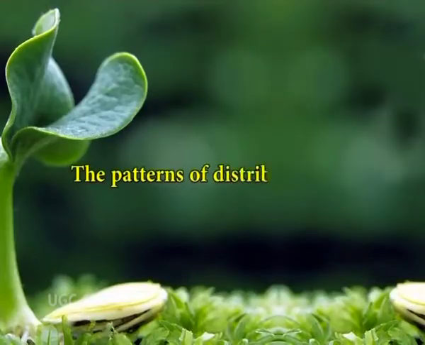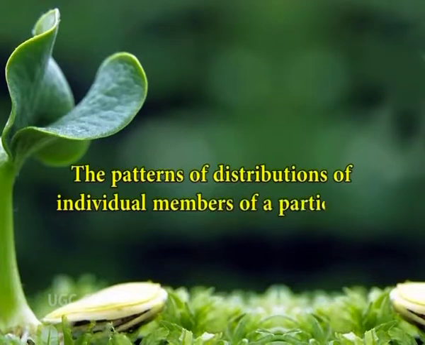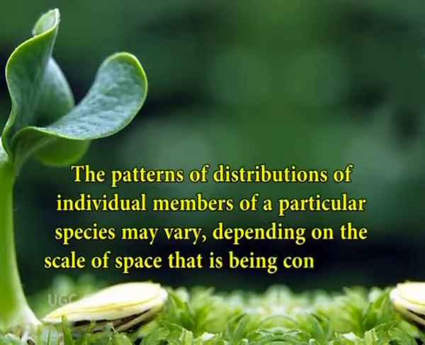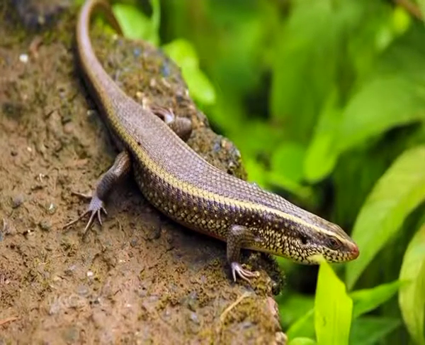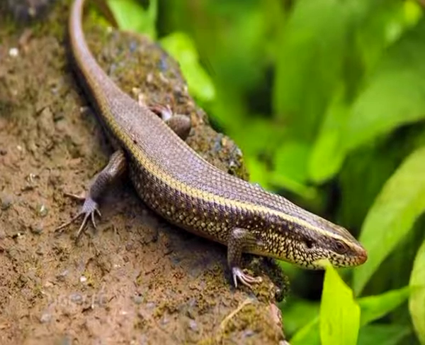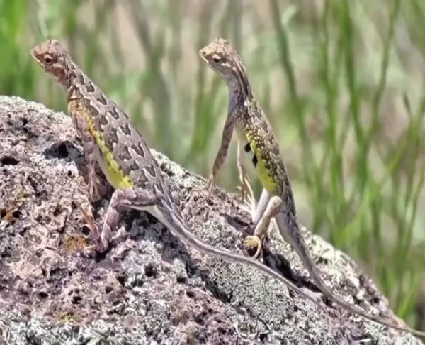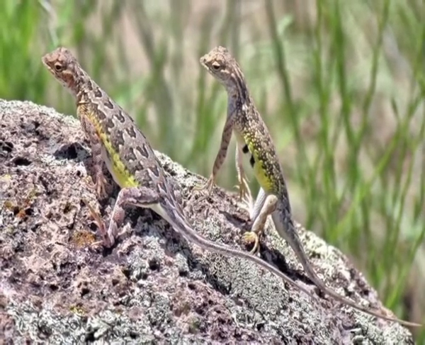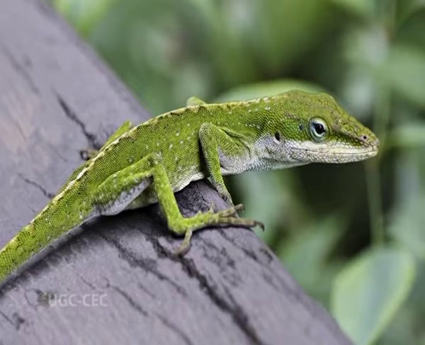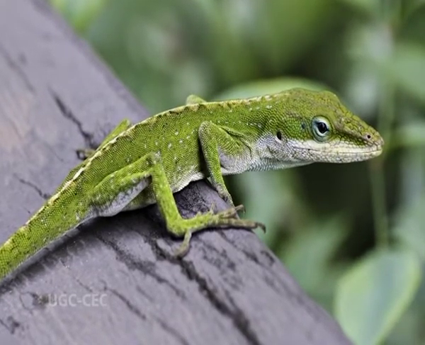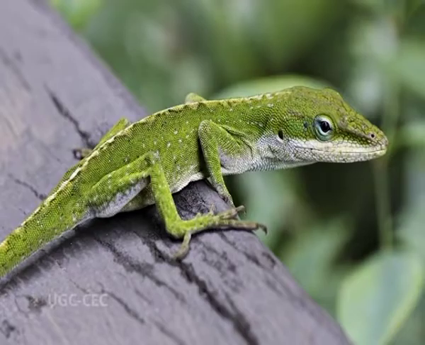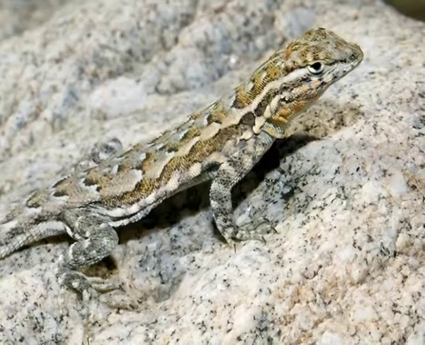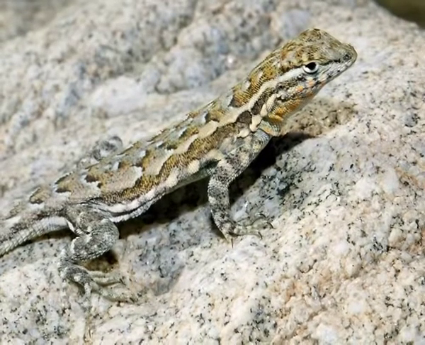The patterns of distribution of individual members of a particular species may vary depending on the scale of space that is being considered. For instance, take a particular species of lizards that lives on rock outcroppings scattered in a habitat of grassland. When a single outcropping is looked at, the lizards are observed to be equally distributed. On a larger scale, however, they display clumped distribution based on the position of the rocks.